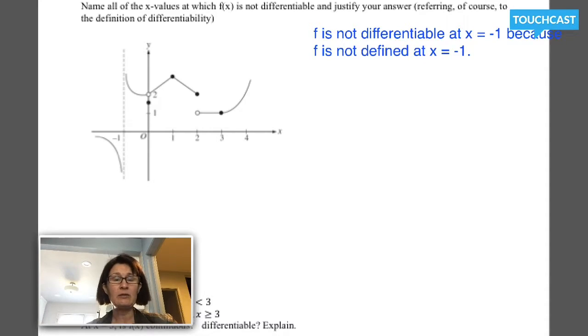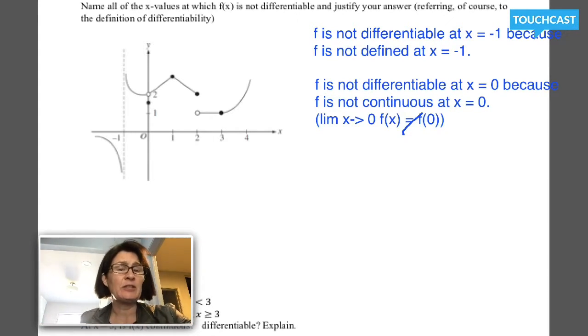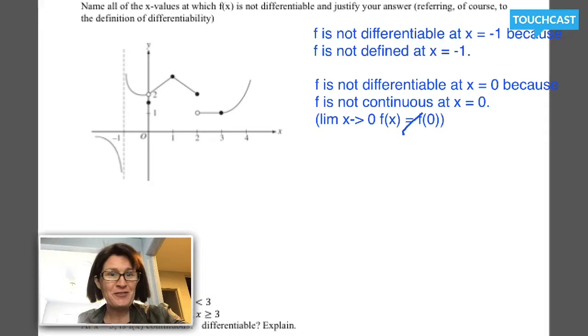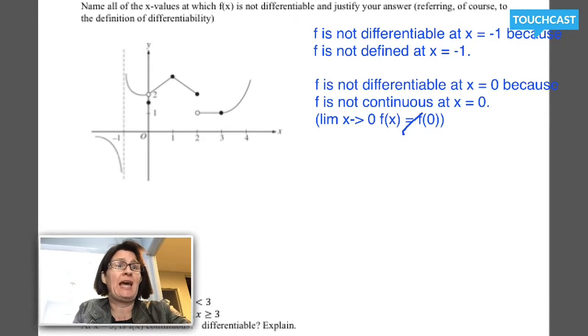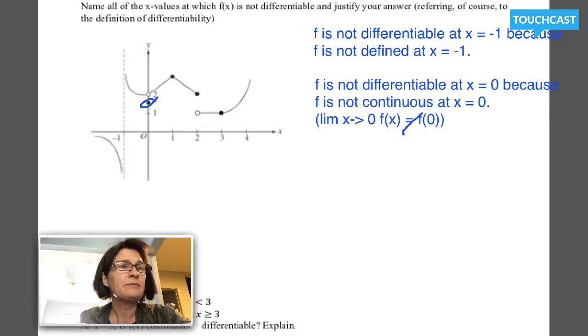What's the problem at x equals 0? Well, f is not continuous at x equals 0, so there's no way we're going to be able to find the derivative. I'll write that up for you. I said f is not differentiable at x equals 0 because f is not continuous at x equals 0. And if I'm going to be justifying all my answers, I have to justify my decision that f is not continuous at x equals 0. So the limit as x approaches 0 of f of x, which is 2, is not equal to f of 0, which is whatever the y value at that dot is.